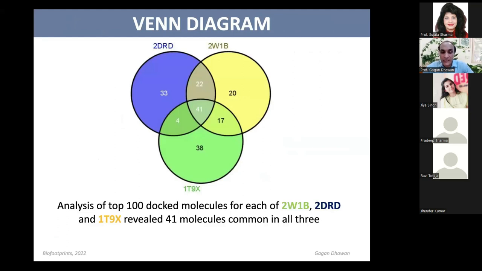And then what we did, out of the docking score of 1475 molecules, we took the top 100 docked molecules. And out of that top 100 docked molecules with three different receptor molecules, this is 2W1B, 2DRD and 1T9X. These are all efflux pump proteins. So we docked all the 1475 molecules with the three protein molecules, and we see 41 molecules. If you see the Venn diagram, 41 molecules are common in all three.